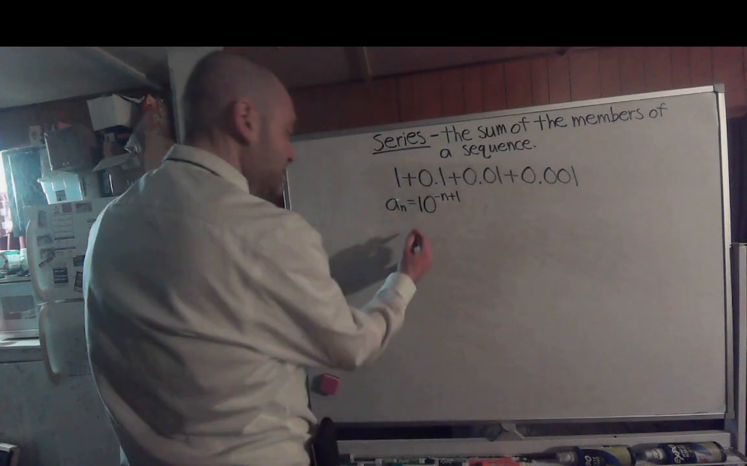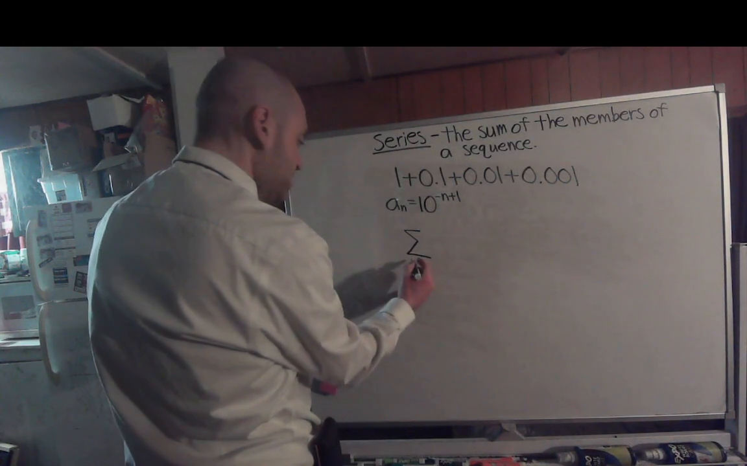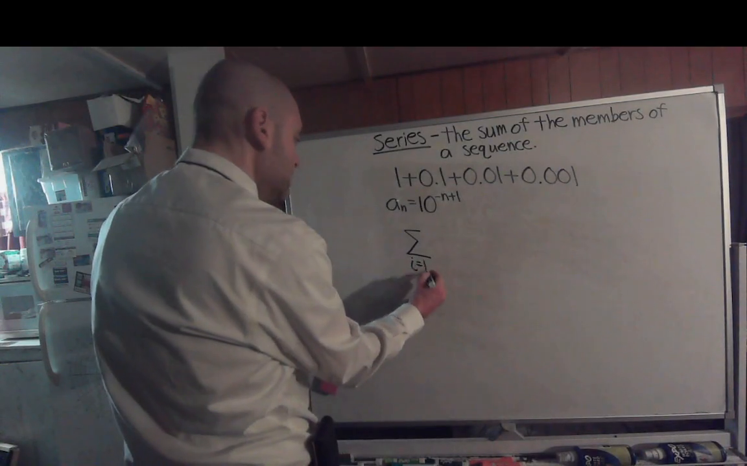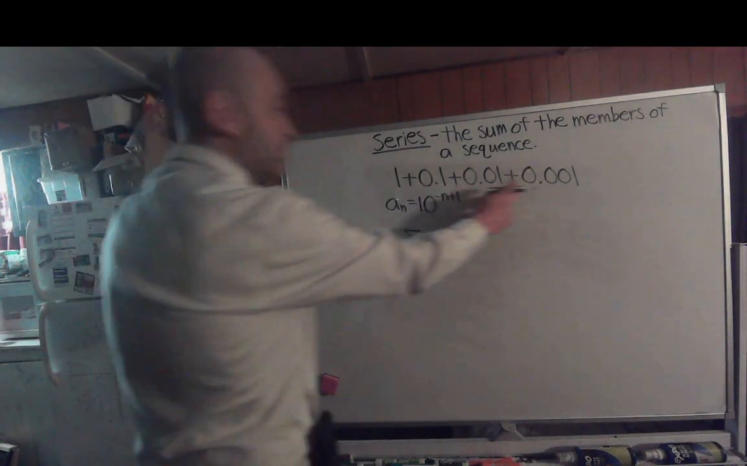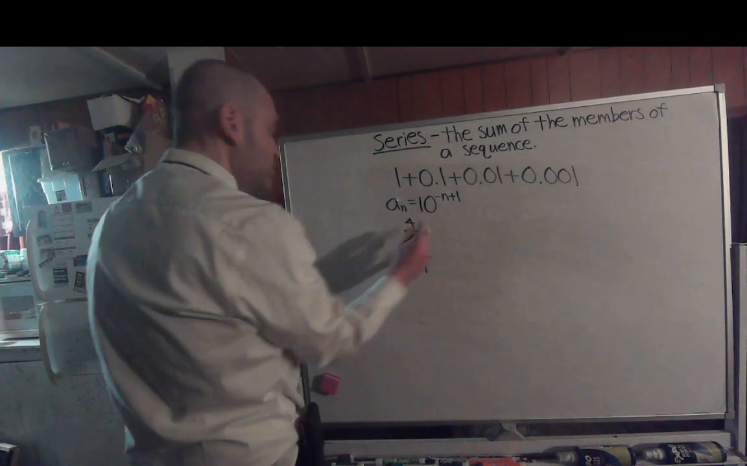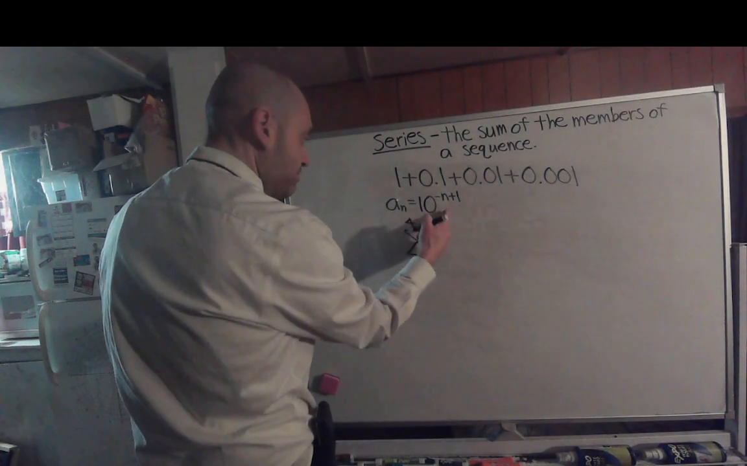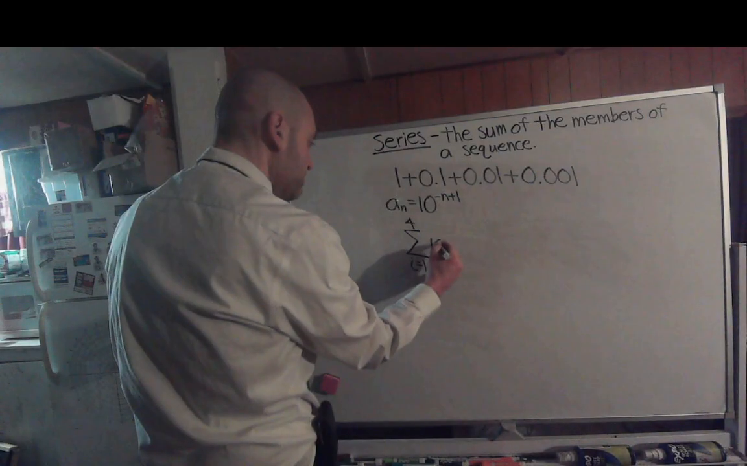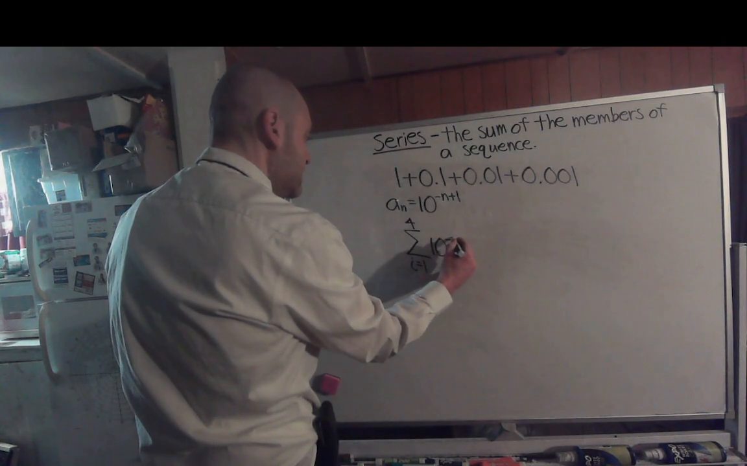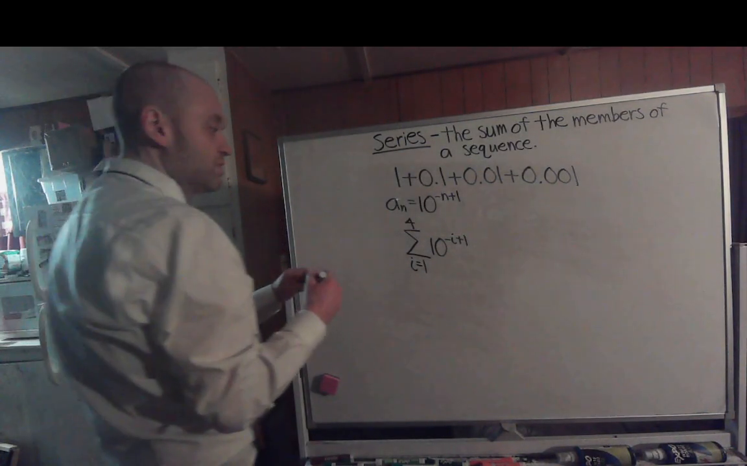Now we need to write this in summation notation. Well, get your sigma. It's still i equals 1. That's where you're starting, but there's only 4 terms in this sum, so your upper limit of summation will be 4. And then last but not least, put in your formula for the sequence. That would be 10 to the negative i plus 1. That would be your summation formula.